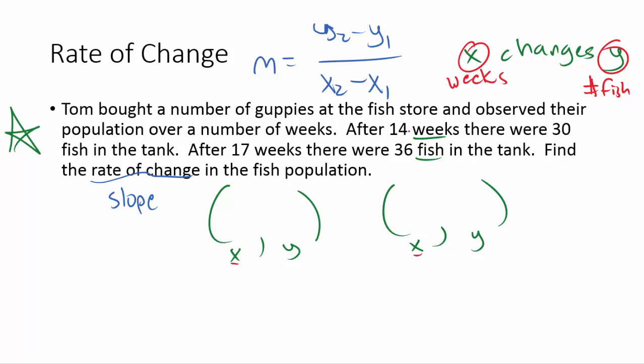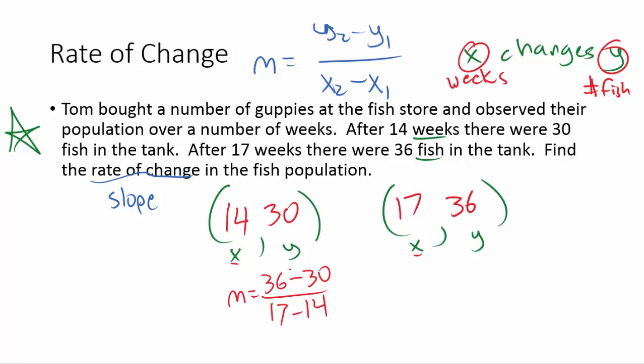So we go back here, we'll look at the first ordered pair that they give us. 14 weeks, we said weeks is x, is the same as having 30 fish. So we'll put that in for y. Over here, we have 17 weeks is the same as having 36 fish. And now we're all set up to go. This really just becomes a problem we were doing earlier. So we'll subtract the y's first. So we'll do 36 minus 30, y2 minus y1 over x2 minus x1. And if we subtract these, we should get 6 over 3. And that will reduce to 2.